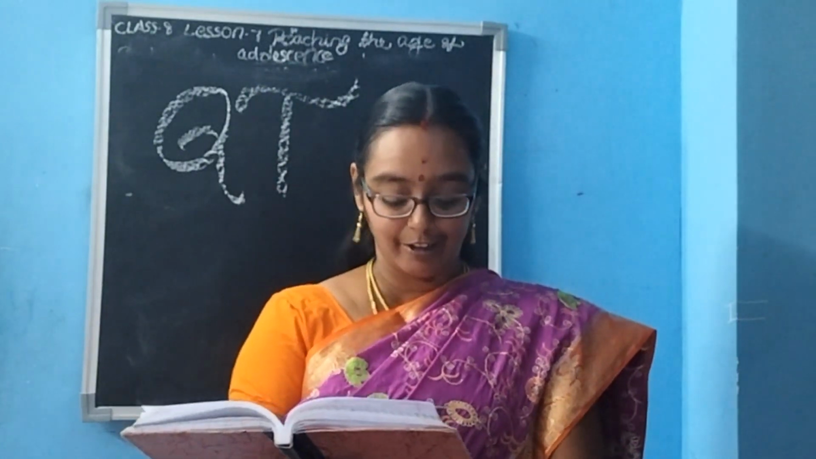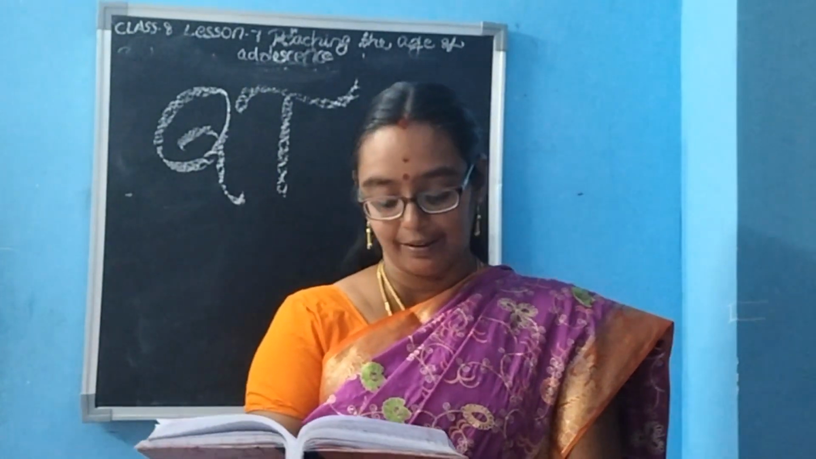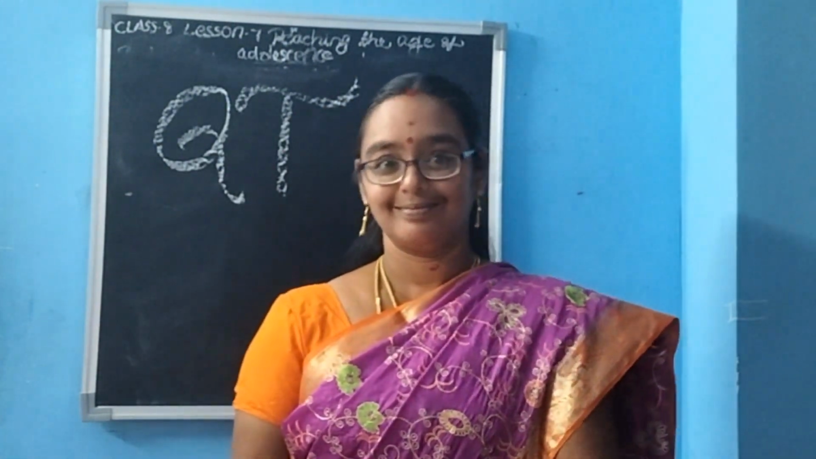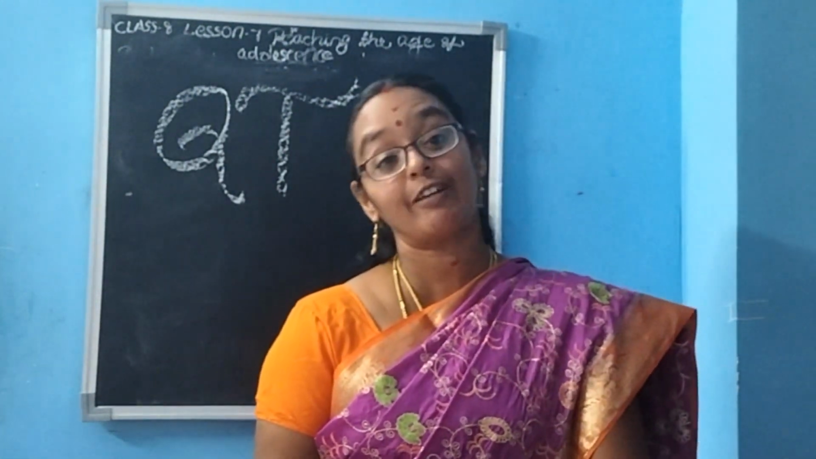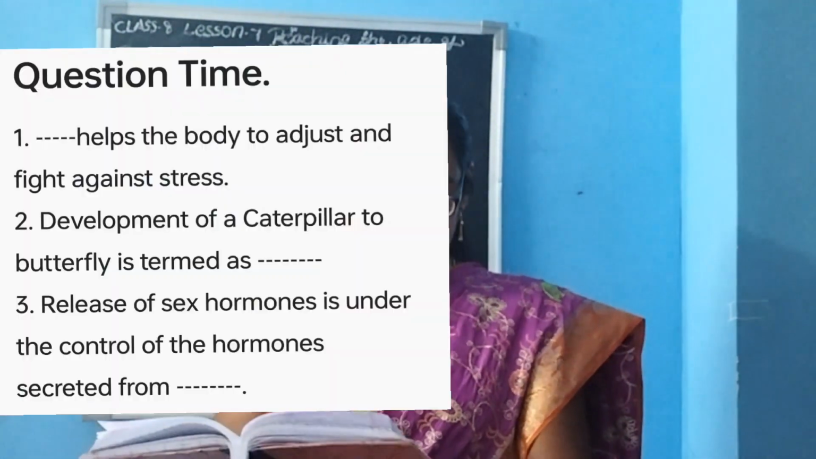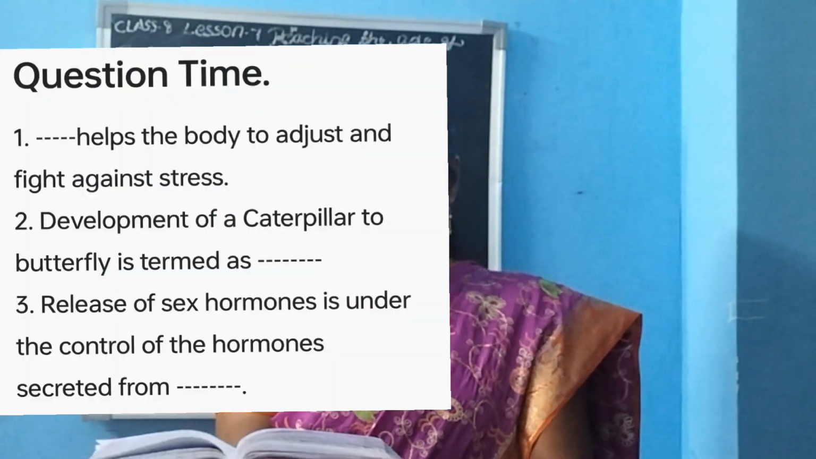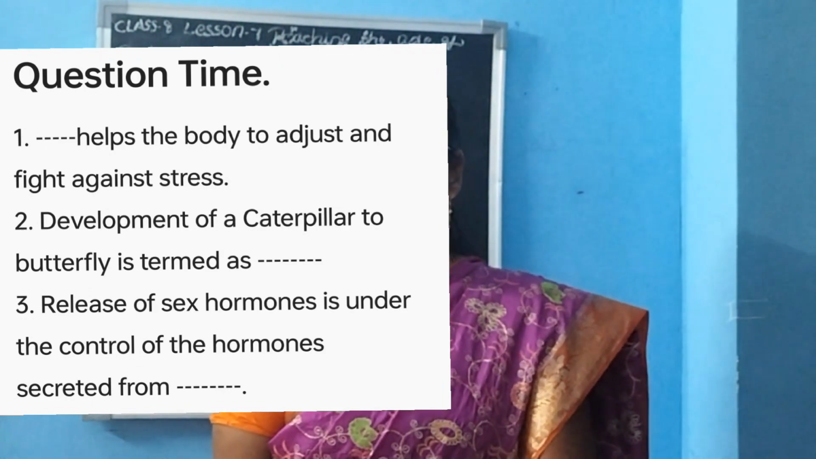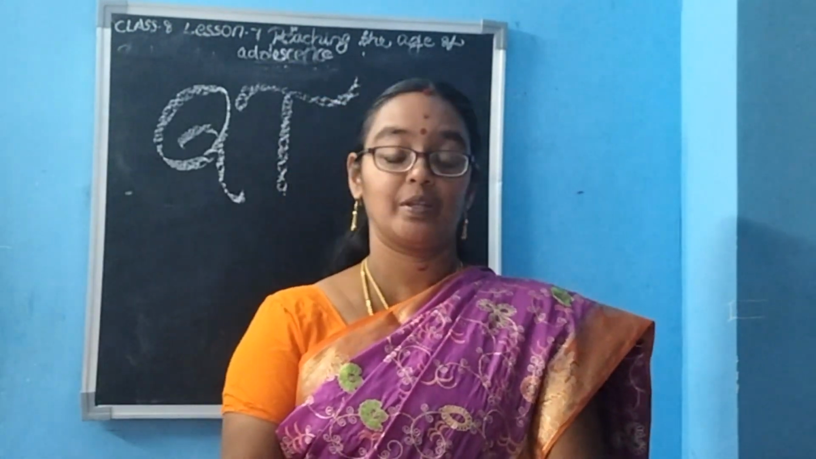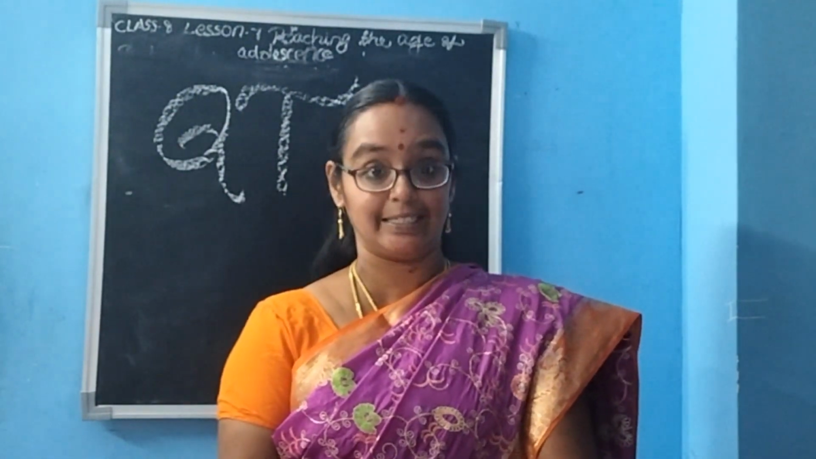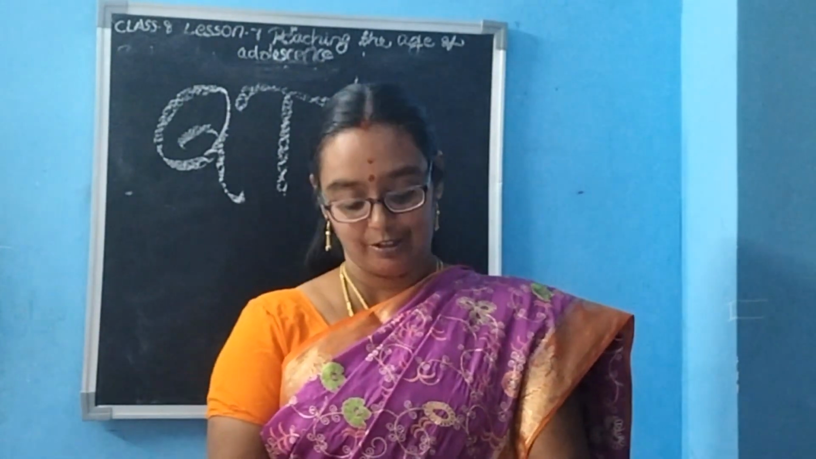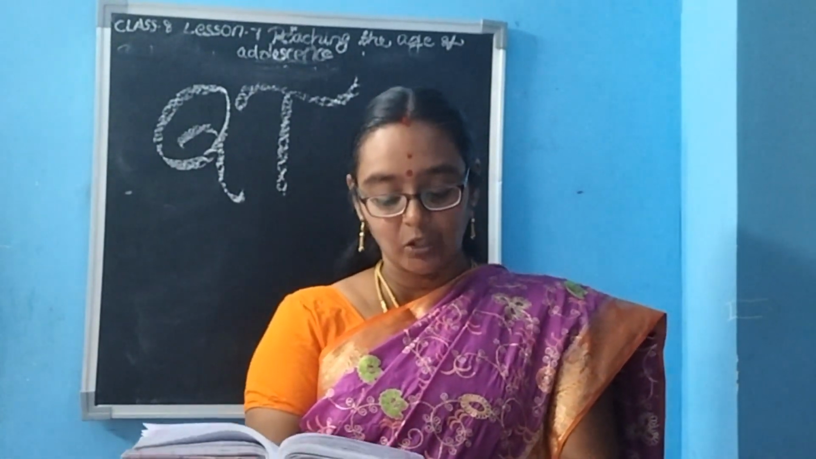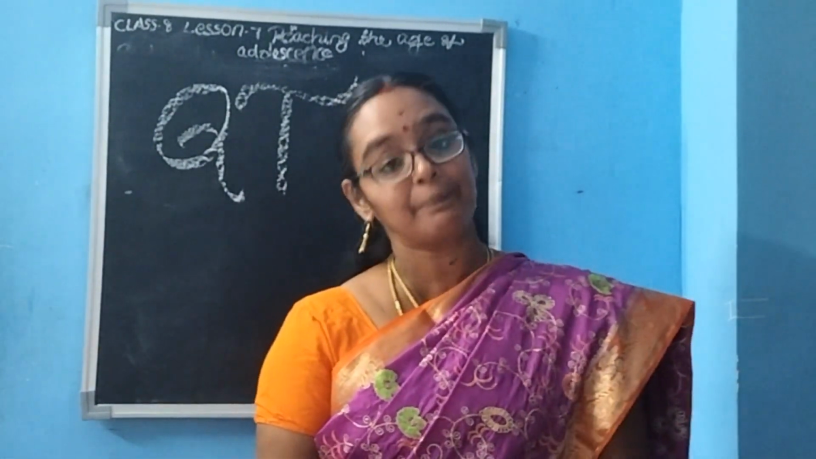Okay. Second one, development of the caterpillar to a butterfly is termed as dash. Caterpillar to butterfly development is called dash. And the third one, release of sex hormones is under the control of the hormone secreted by dash. By which gland is it secreted? Once again, the question: release of the sex hormones is under the control of the hormone secreted from dash.